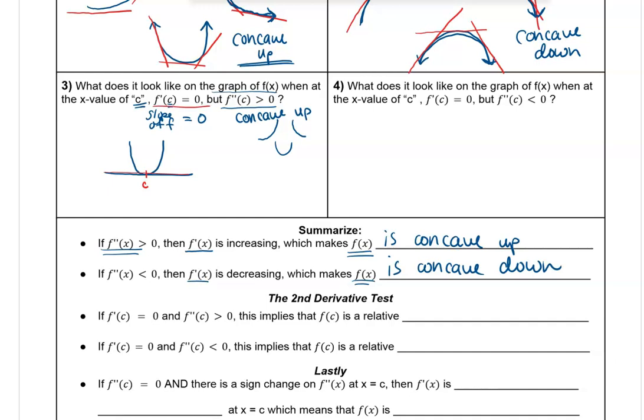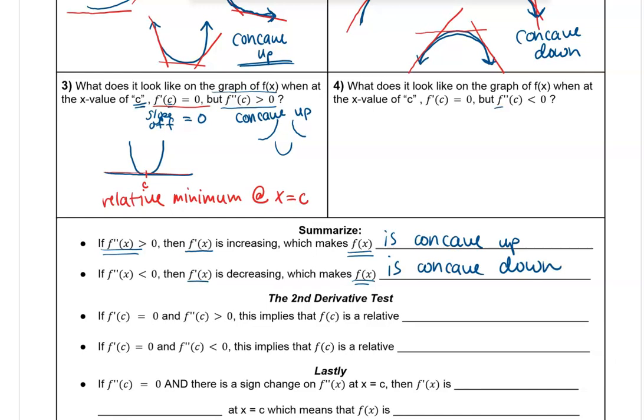That would cause the function to be hitting a relative minimum at c, just because of the concavity of the graph and the fact that it's hitting like a turning point. It's hitting a max or a min. Well, it would have to be a min if the function has a positive second derivative, causing f of x to be concave up.